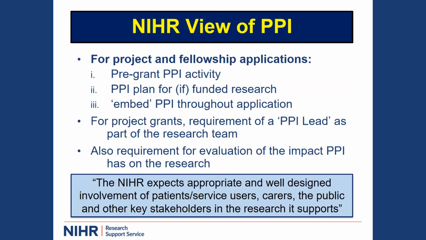NIHR view of PPI for project and indeed fellowship applications. You have the pre-grant activity, you have the plan for funded research. Now, in stage 2 applications, you have 350 words to explain your pre-grant activity. You have 350 words to explain your PPI plan. However, and ideally, you will also embed PPI throughout your application. I spoke earlier about embedding PPI in section 2. You can also do this within the research plan.